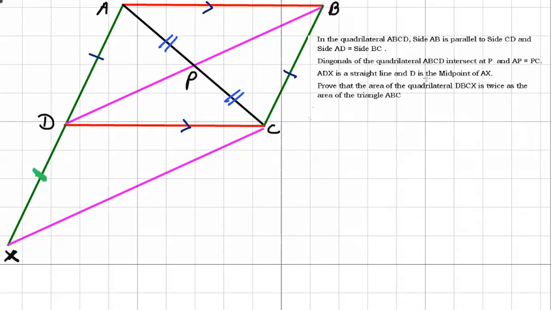Prove that the area of the quadrilateral DBCX is twice the area of the triangle ABC. All right. What's the strategy? What's the plan? Okay, I got a plan. Let's take the pencil and put the plan.